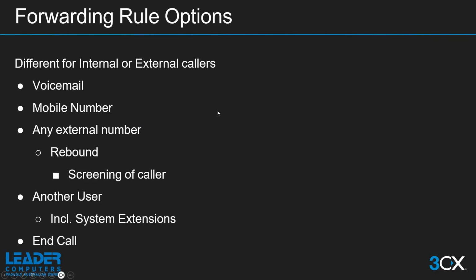For internal and external calls, you can make it go to voicemail, ring their mobile number, or ring an external mobile number. You can also set up the rebound, which announces that a call has been rebounded to a given person. Or you can set it to go to a different user, or directly end the call. These are the different forwarding rule options available.